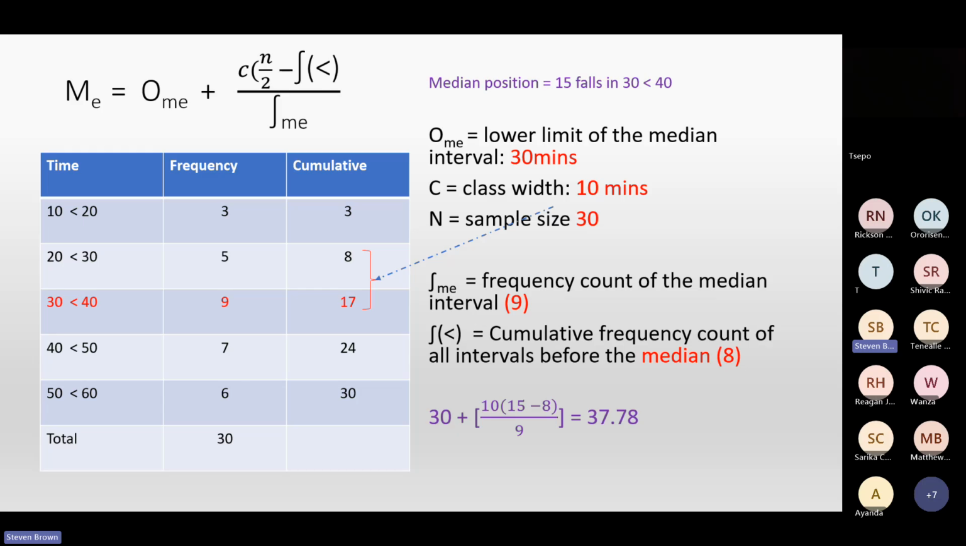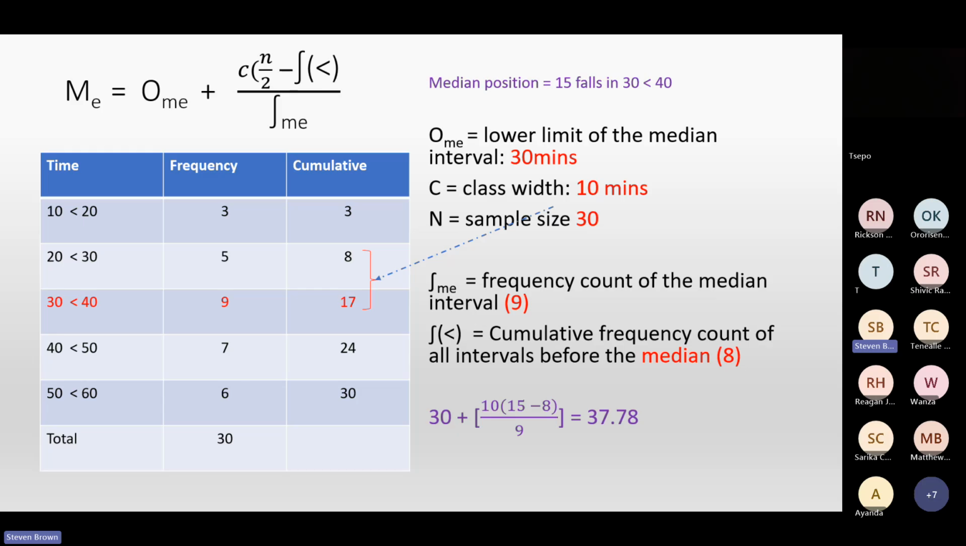So does 15 sit between 0 and 3? No. Does it sit between 3 and 8? No. Does it sit between 8 and 17? Yes, it does. So in this interval here, okay, because that interval goes from 3 and ends at 8 there, this one kind of starts at 8 and goes to 17. So this interval contains position 15, data point 15, should I say, which is the median of that data cohort. So now you've got the median interval.